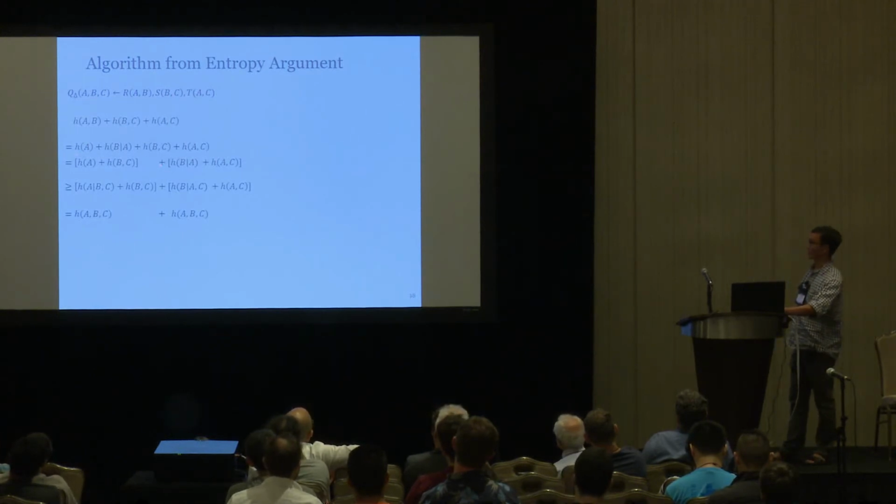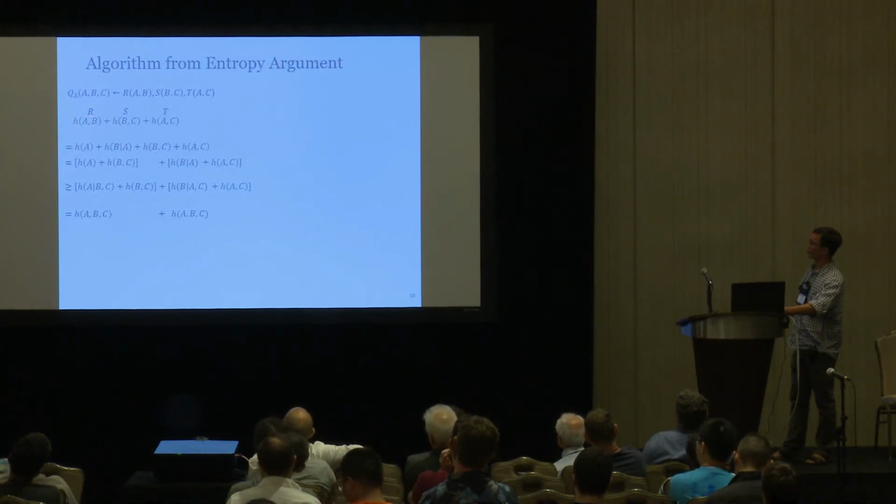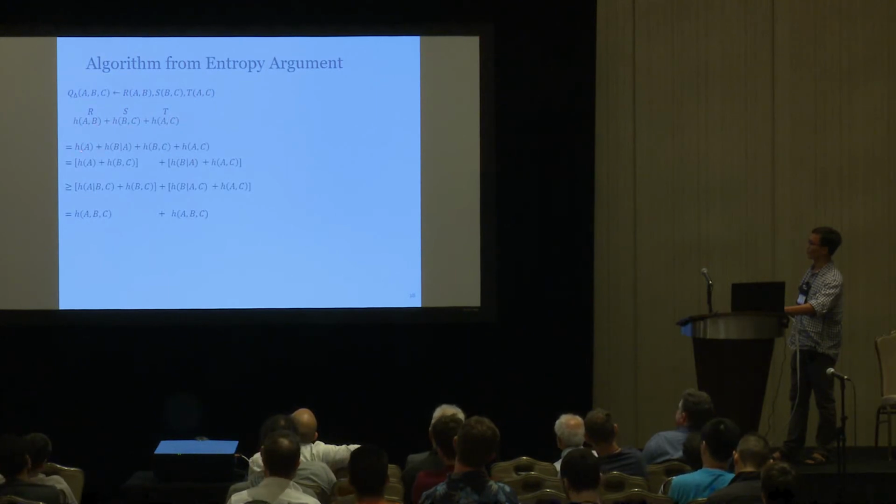So in this case, I just copied the proof from the previous page. I didn't cheat you and add some terms in here. So now you would think of the starting points as R, S, and T, right? So the first step was to do this conditional entropy rewriting, right? So then I will interpret this as partitioning R into two parts, the heavy part and the light part.